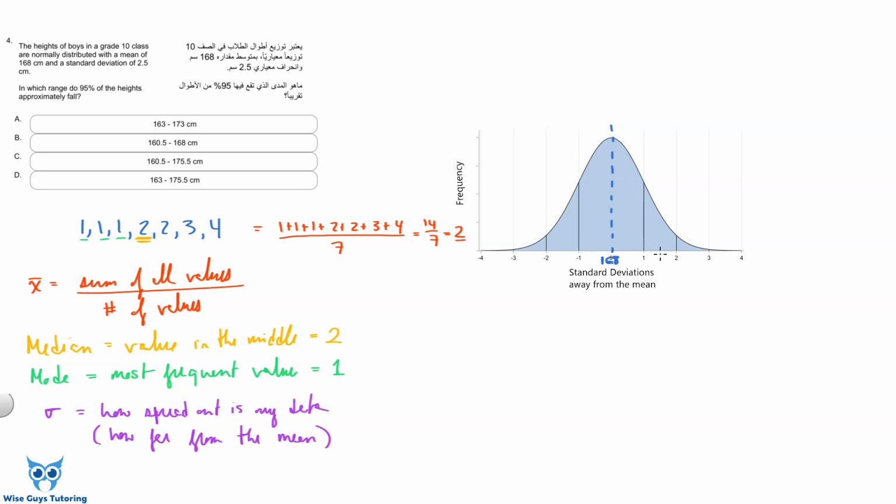Here it says how many standard deviations are you from the mean? Now we know that the mean, as we said, is 168, and one standard deviation is 2.5 centimeters. That means if I go plus 1 standard deviation, I'm going to have 168 plus 2.5. That means here is 170.5 centimeters. Plus 2, that means I have to add another standard deviation. I add another 2.5. Now I'm at 173 centimeters. And if I add another one again, I'm at 175.5 centimeters.